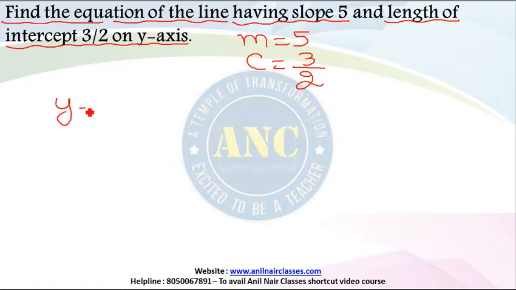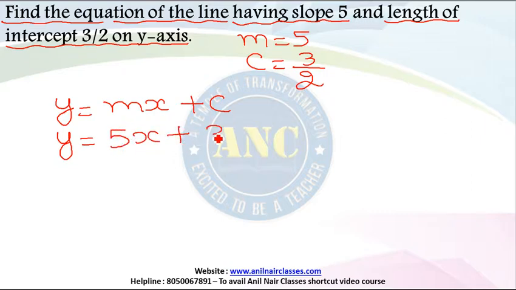You will easily make use of slope form of a line, which is nothing but y is equal to mx plus c. Every value is known in the question already. You just need to substitute and simplify. Y value I don't know. M value is 5, x, plus c value is 3 by 2. Cross multiply. This becomes 2y is equal to 10x plus 3.